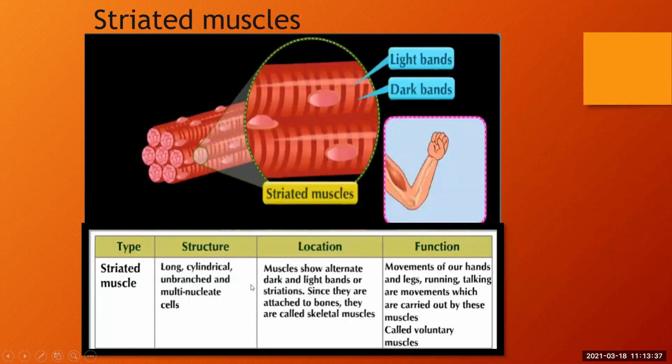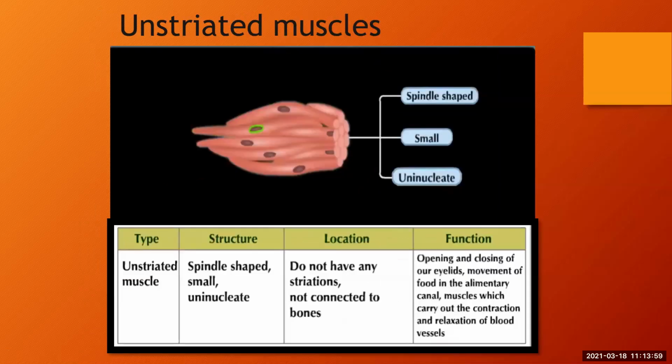So striated muscles are long, cylindrical, unbranched and multinucleate cells, and they show alternate dark and light bands or striation. Since they are attached to the bones, they are known as the skeletal muscles, and the function is to carry out the movement voluntarily. Then next is unstriated muscle.